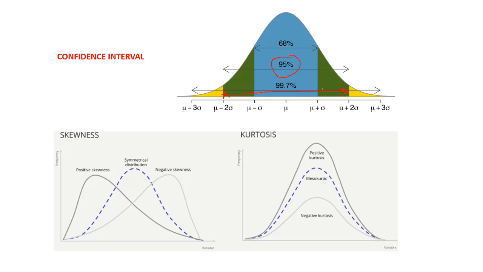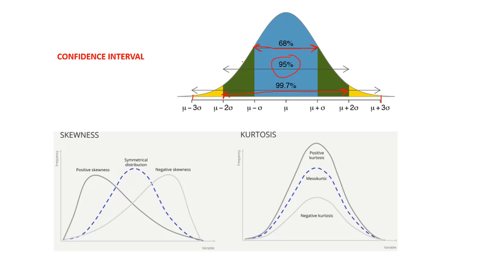And if I say I have confidence of 99.7%, it will come in this whole range. And if the confidence is 68%, it will come in only this range. So that is how the confidence interval tells how much confidence we have to get the data in a particular range. Then we have skewness, that is the deviation from the mean.